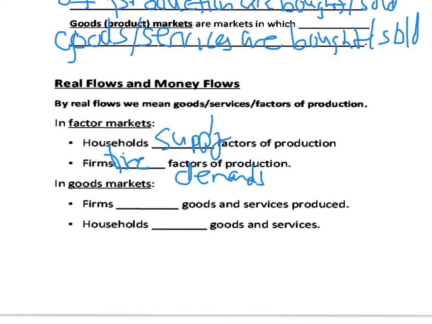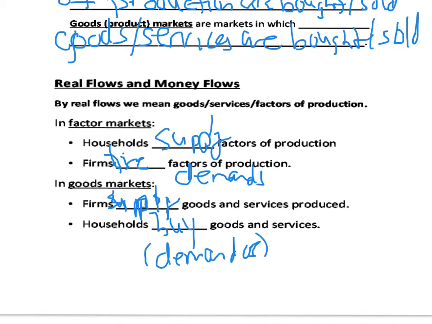the factors of production. The goods market or the product market is the market we typically think about, and here it's where firms are the ones who are supplying the goods and services, and where households are the ones who buy goods and services. They are the demanders of those goods and services.